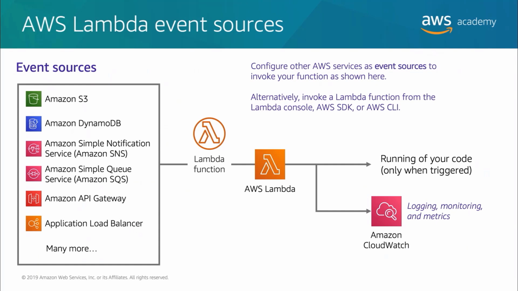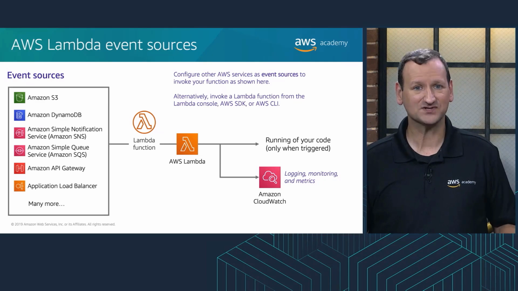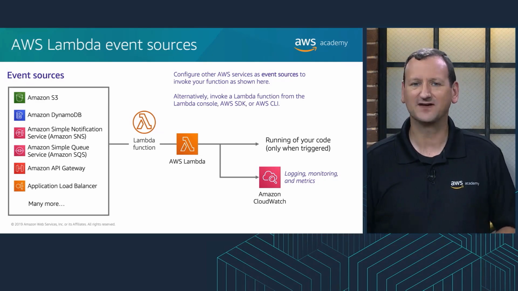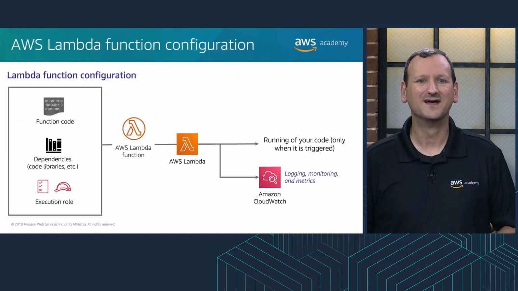Direct invocation can be useful, for example, when you are developing a mobile app and want the app to call Lambda functions. AWS Lambda also automatically monitors functions by using Amazon CloudWatch to assist you to troubleshoot failures in a function. Lambda logs all requests handled by your function.